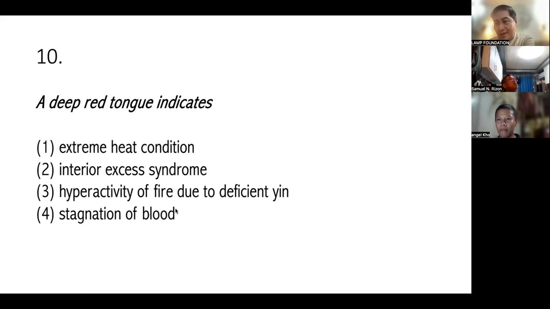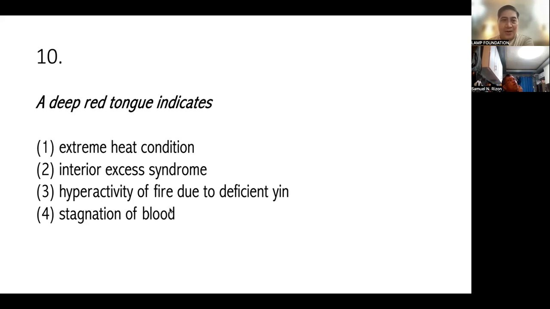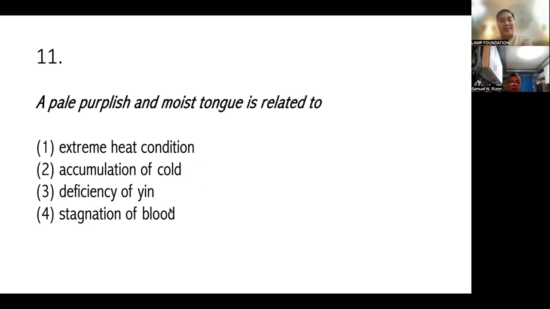So let's call on our next, parang ready na si Ma'am Ami. Okay, Ma'am Ami, are you ready to answer 11 to 20? Bawal dito magkamali. Okay, Doc. Okay, good. Bawal, Doc, magkamali. Yes, Doc.